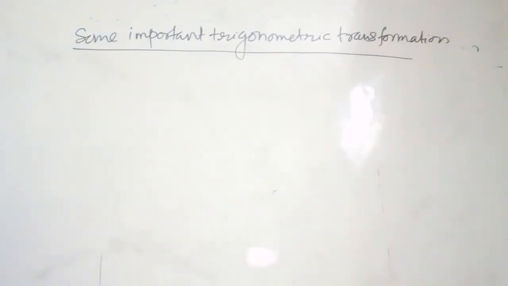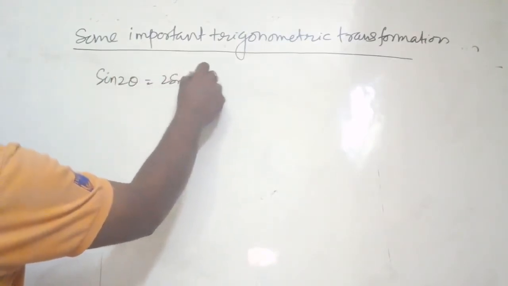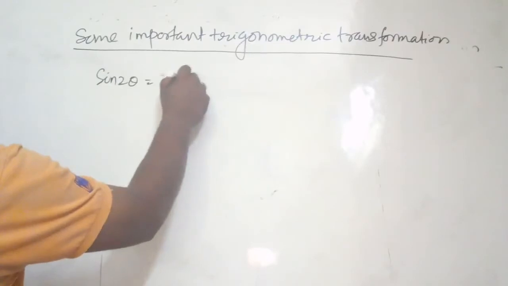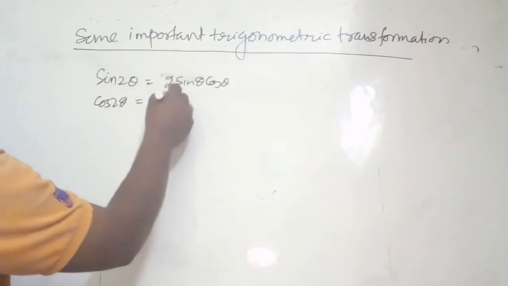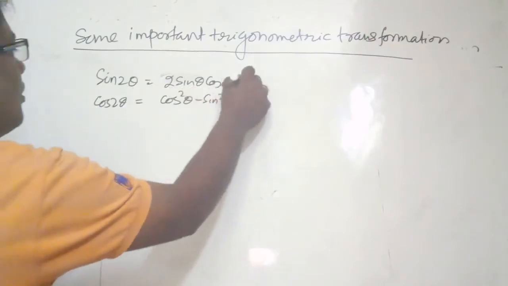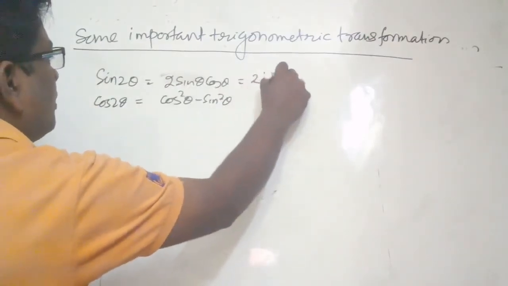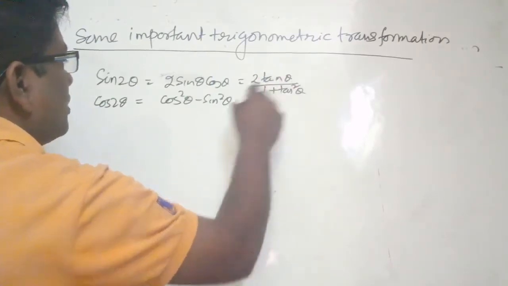Now suppose you are given, what is the sin 2 theta formula? Sin 2 theta is equal to 2 sin theta into cos theta, or cos 2 theta is equal to what? Cos square theta minus sin square theta, or sin 2 theta is equal to tan theta by 1 plus tan square theta.